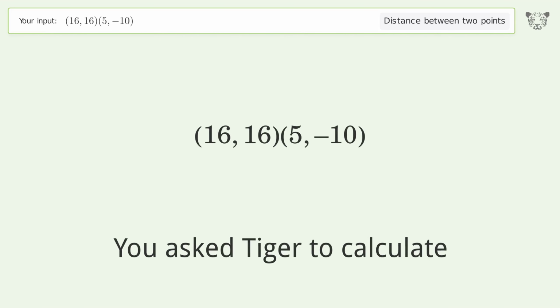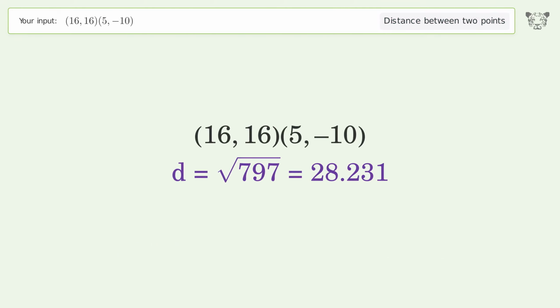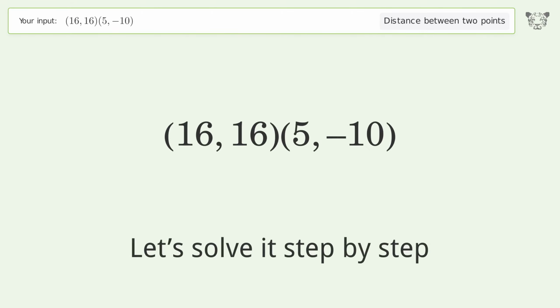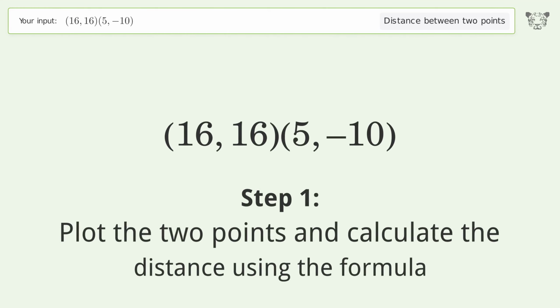You ask Tiger to calculate. This deals with the distance between 2 points. The distance between the 2 points is the square root of 797, or 28.231. Let's solve it step by step. Plot the 2 points and calculate the distance using the formula.